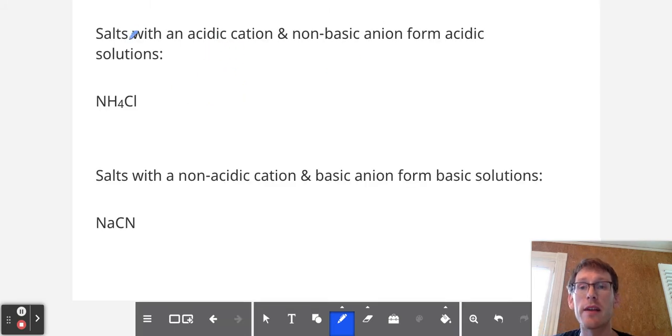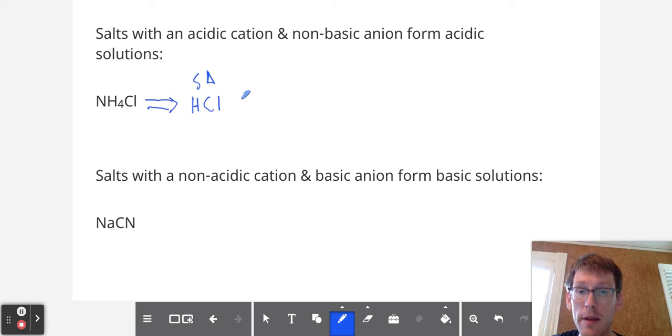Next, I want to say that salts that have an acidic cation and a non-basic anion will form acidic solutions. For example, NH4Cl is going to form an acidic solution when it dissolves in water. We can tell this just by looking at the acid and base that could have reacted to form it. The acid is going to be HCl, that chloride negative with an H+. This is a strong acid.